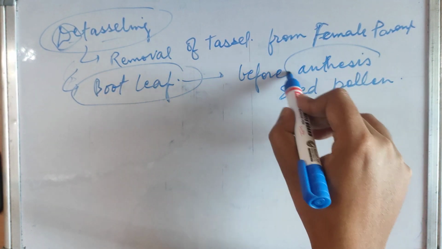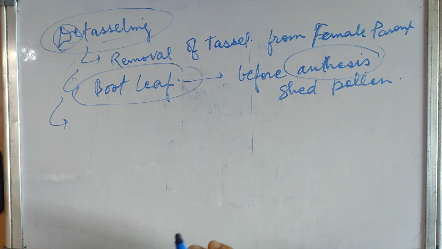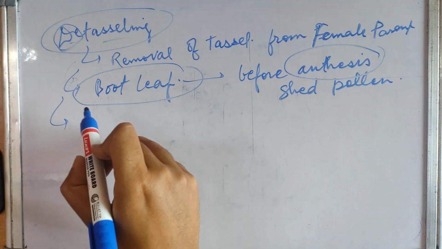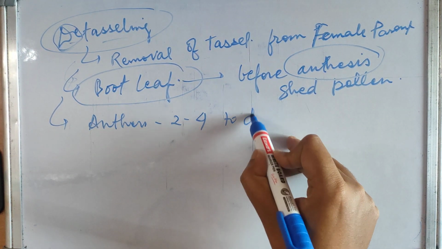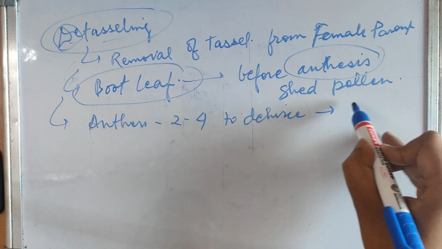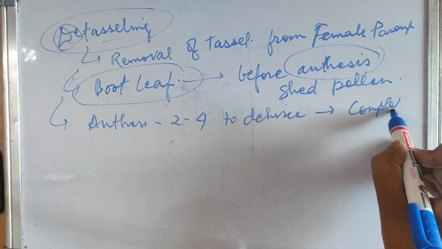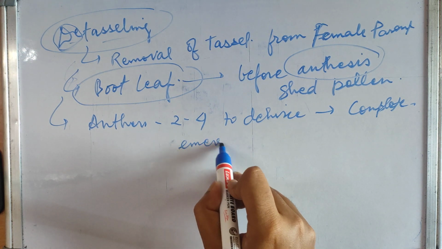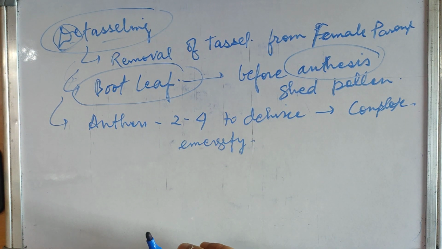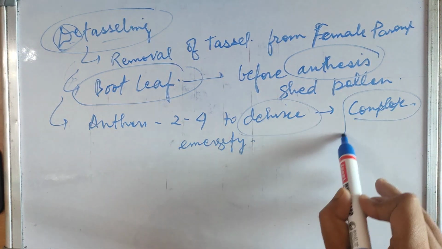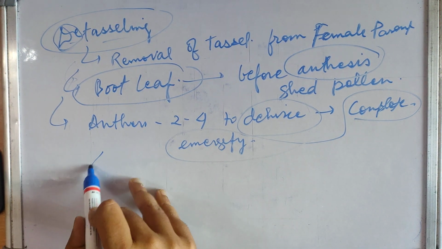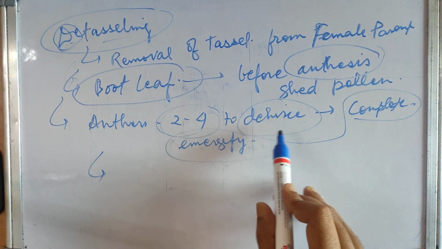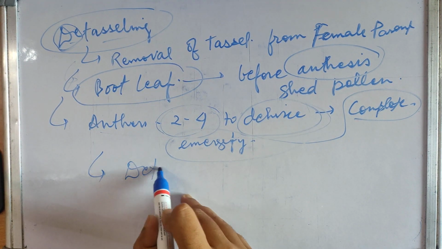Because after anthesis the anthers will be formed and it will be difficult for us to detassel it. Anthers take 2 to 4 days to dehisce after complete emergence, but in some cases anthers dehisce before complete emergence. In those cases we need to detassel earlier, before the anthers dehisce.